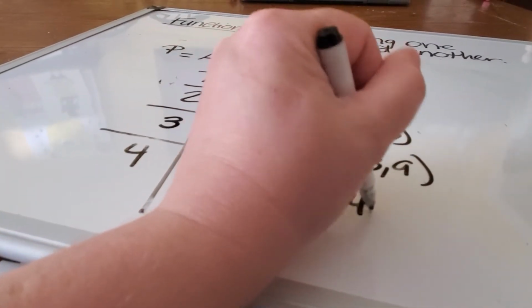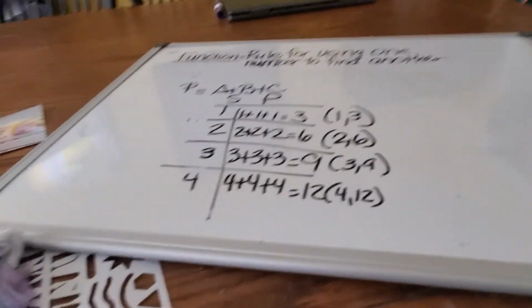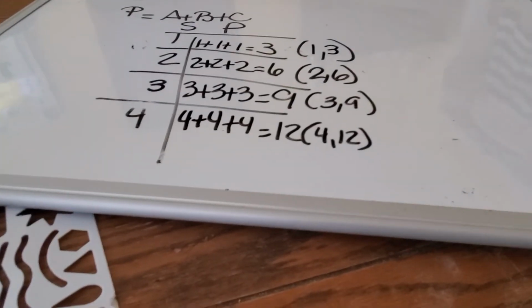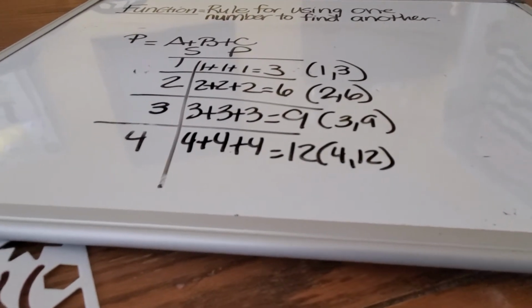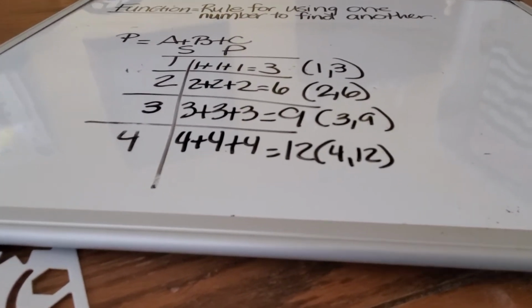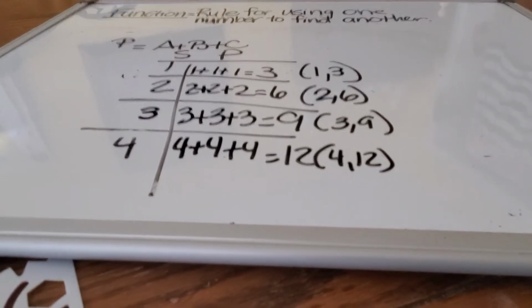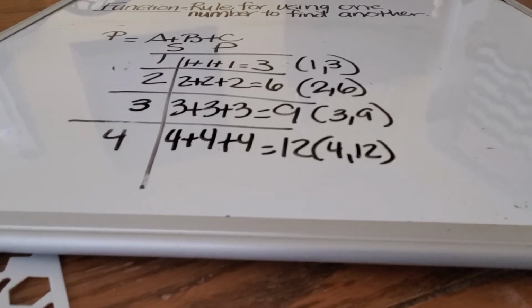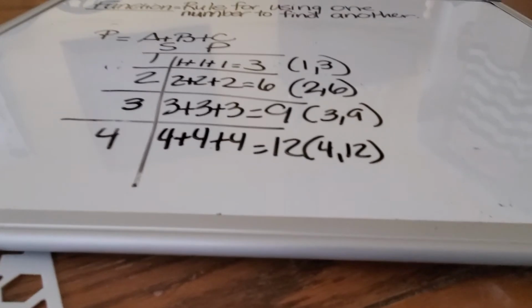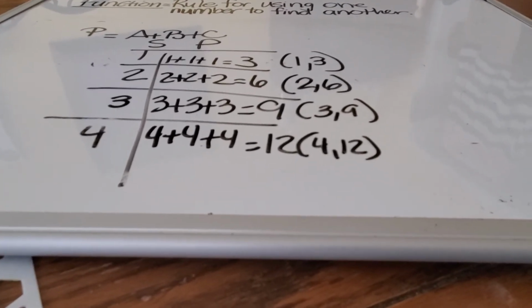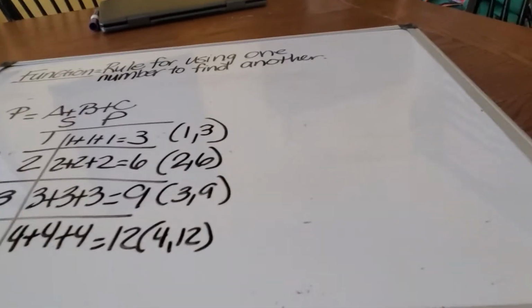So 4, 12. And I know some parents are probably wondering, why don't you just say 1 times 3? Well, we've talked about how the perimeter of a triangle, you just add up the 3 sides. Very rarely do we deal with an equilateral triangle. So that's why I want them adding them rather than just saying 1 times 3 or 2 times 3 or 3 times 3.